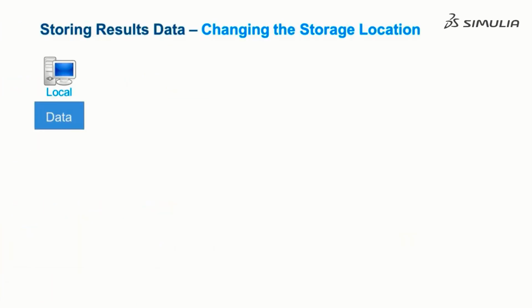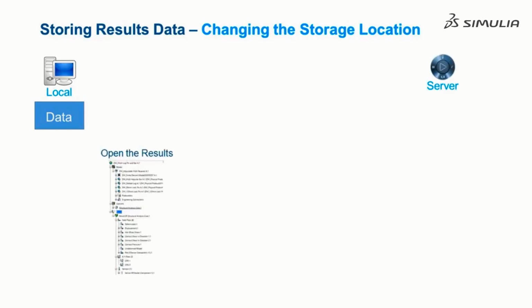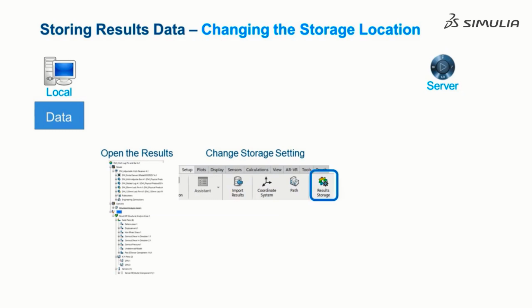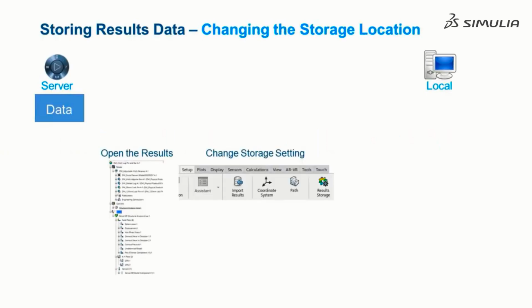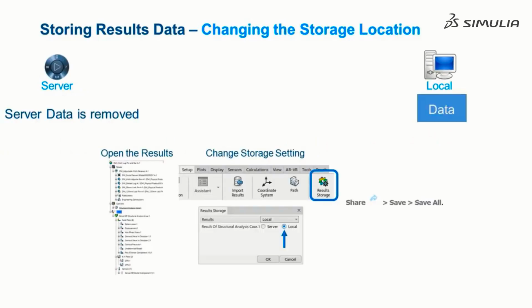We can change where the simulation results are stored. Let's assume the data is stored locally. If we want to move the data to the server, we simply open the simulation results. Click on the results storage app on the action bar. Select the server option and perform a save operation. The process also works in reverse. The simulation results have been removed from the server.